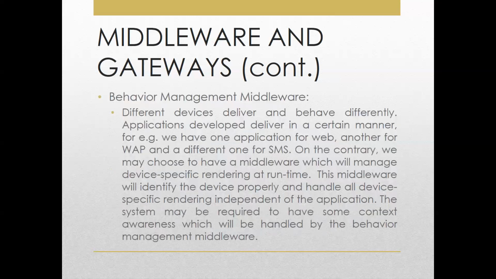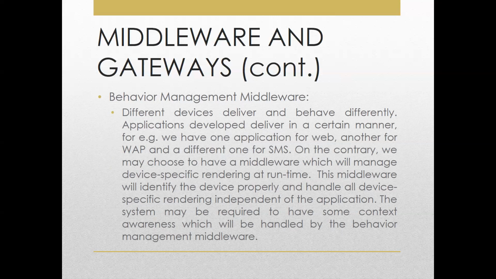The next middleware that we shall look at is behavior management middleware. Different devices deliver and behave differently. Applications developed deliver in a certain manner. For example, we have one application for web, another for mobile, and a different one for SMS. On the contrary, we may choose to have a middleware which will manage device-specific rendering at runtime. This middleware will identify the device properly and handle all device-specific rendering independent of the application.